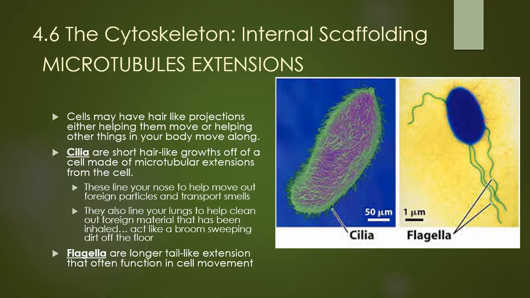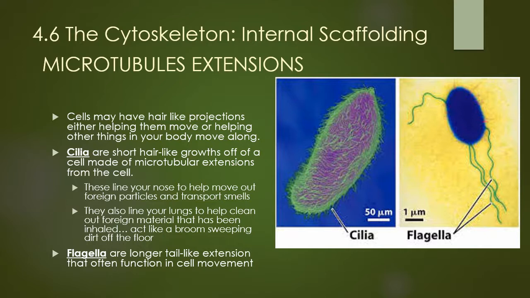And some examples of these in your body are, we have a lot of cilia lining our nose. They help move foreign particles out of your nose. So if you have things like dust that come into your nose, they help move that dust out. And they also help transport things into your nose, like smells, to take that smell signal into your nose and process that so you can smell things. Cilia also line your lungs to help clean out foreign material that has been inhaled. They act sort of like a broom that would sweep dirt off the floor. They help sweep foreign particles like dust out of your lungs.